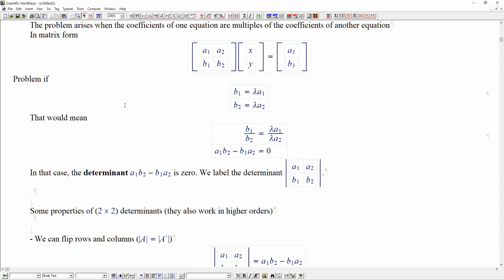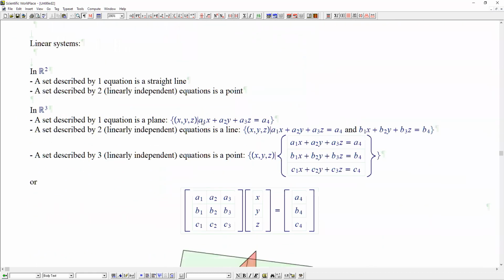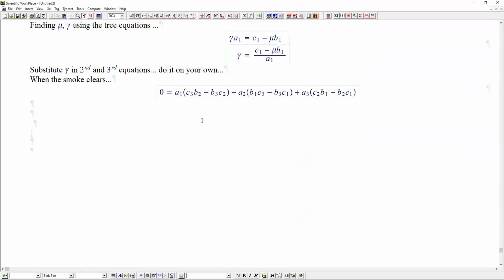So just to tell you what I was doing, I just found this for a 2x2 matrix. If you can express B1 equals lambda A1, B2 equals lambda A2, you find that this equals 0. So this is the determinant for a 2x2 matrix. And if it equals 0, then we know we're in trouble. So now I did exactly the same for a 3x3 matrix. It can be done, it's just tedious. And this is the final solution that you get.